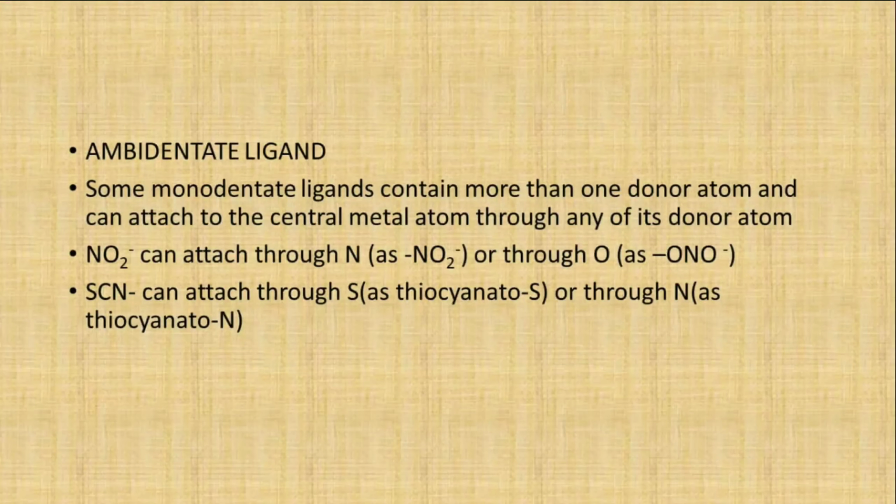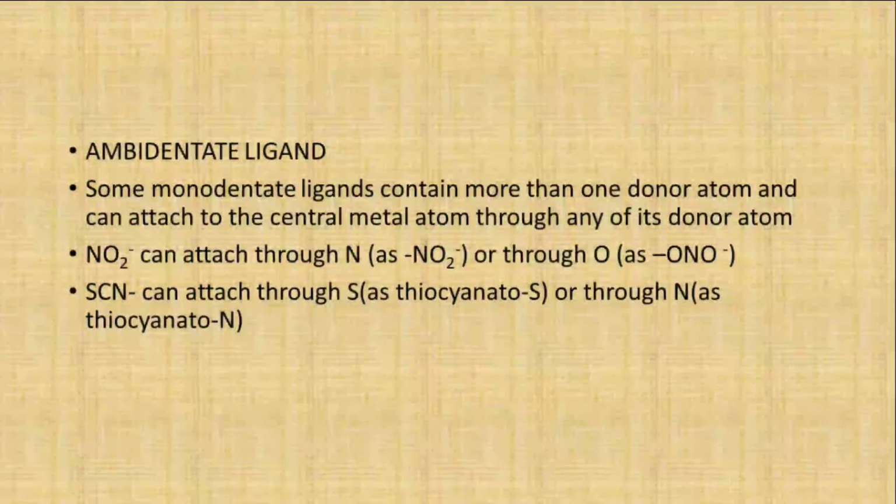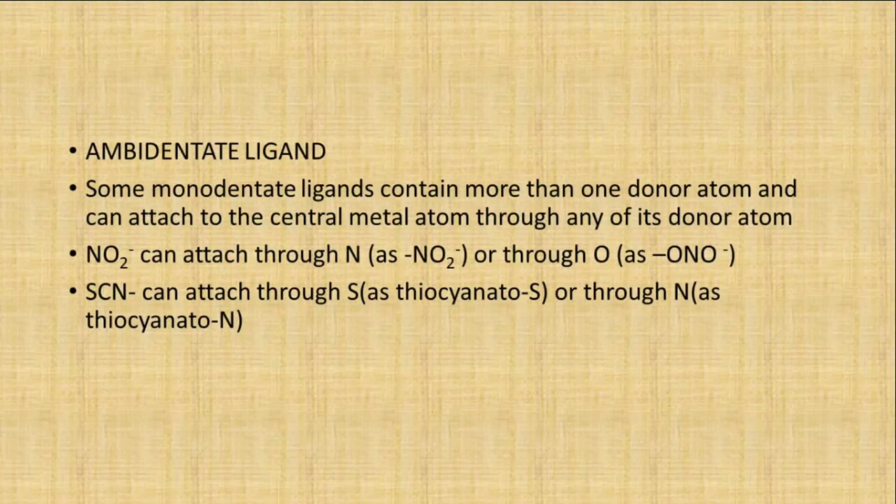The second example is SCN minus. It can attach to the central metal atom through S as thiocyanate-S, distinguishing the atom through which it is attached. That's why we write down S. Or it can coordinate through N as thiocyanate-N. So these are the examples of ambidentate ligand. This is another example of bridging ligands which we'll see while dealing with the nomenclature.